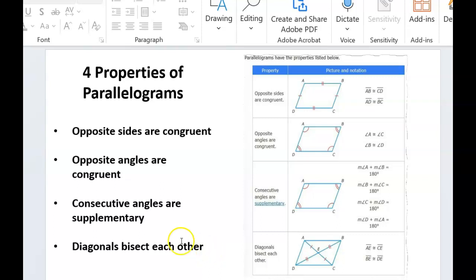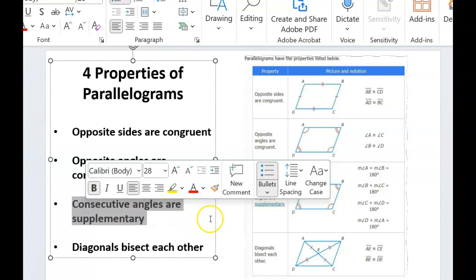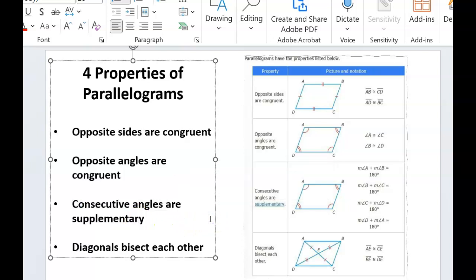And so we had said at the time, one of these things is kind of not like the other when we're looking at these properties. This one right here, consecutive angles are supplementary, is the only one where you have to add things up and set it equal to 180. All of the other properties, you're setting your expressions equal to each other because they're congruent. Opposite sides congruent, opposite angles congruent, diagonals bisect each other means they are congruent.